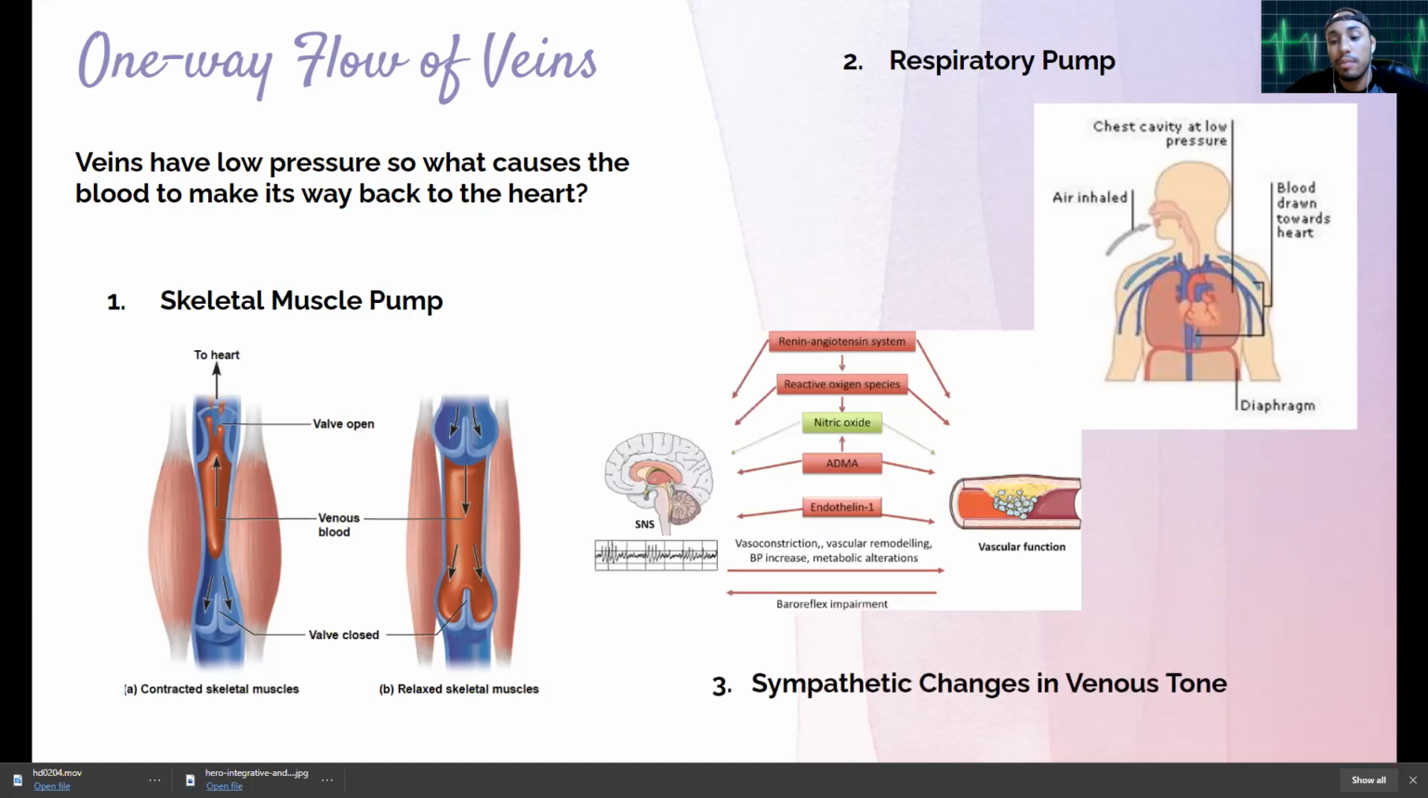And lastly, we have the sympathetic changes in venous tone. This is going to basically open up the vessels or close the vessels, and these are going to determine where the blood flows to a particular region, or just basically pushing the blood.